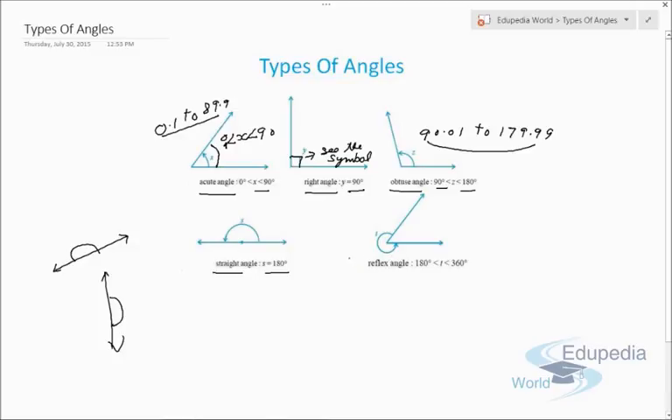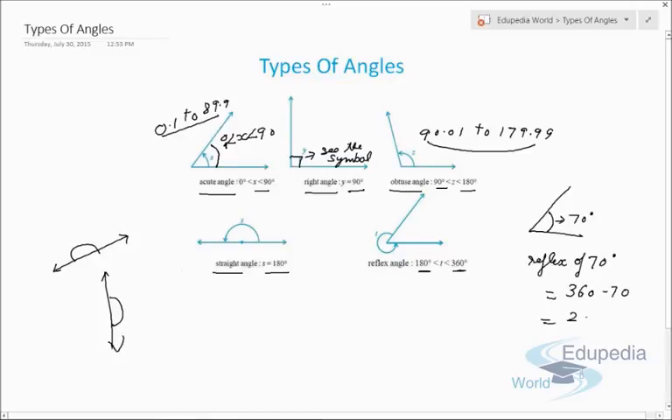Reflex angle, a very important concept. A reflex angle is an angle which is greater than 180 and less than 360. Now to simplify the concept, let's say we have an angle like this. Suppose this is an angle of 70 degrees. If anybody asks you to find the reflex angle of 70 degrees, what you will do is say: reflex of 70 degrees will be 360 minus 70, so it will be 290.